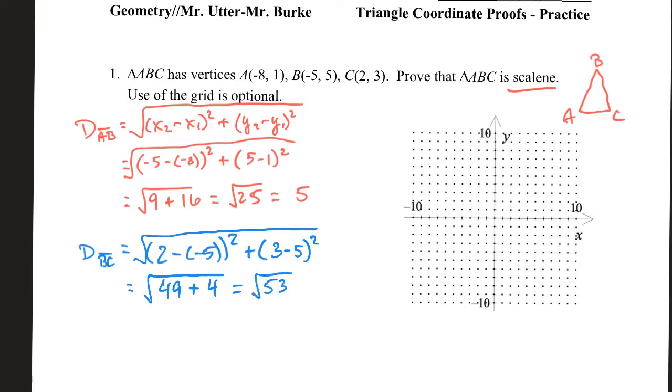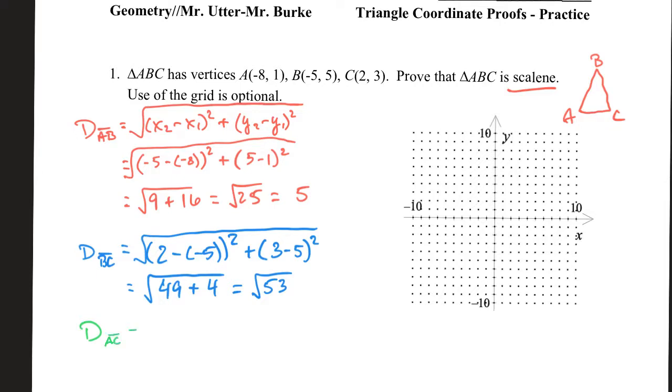Radical 53. So good, my two lengths so far are different from each other. That's what we want. All right, my third length I need to do. I've already done AB and then BC. All I've got left is AC.